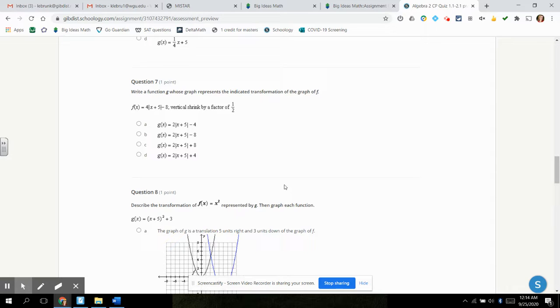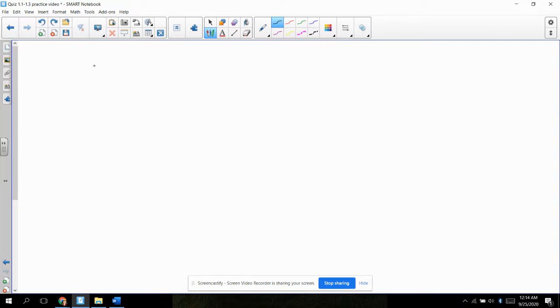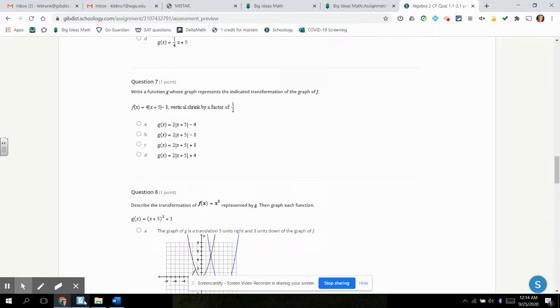All right, number 7. Now we're doing a vertical shrink. Multiplying 4x plus 5 minus 8. 4x plus 5 minus 8, I think. Is that what I said? Yes. All right, now we're going to vertically shrink that by a factor of 1/2.